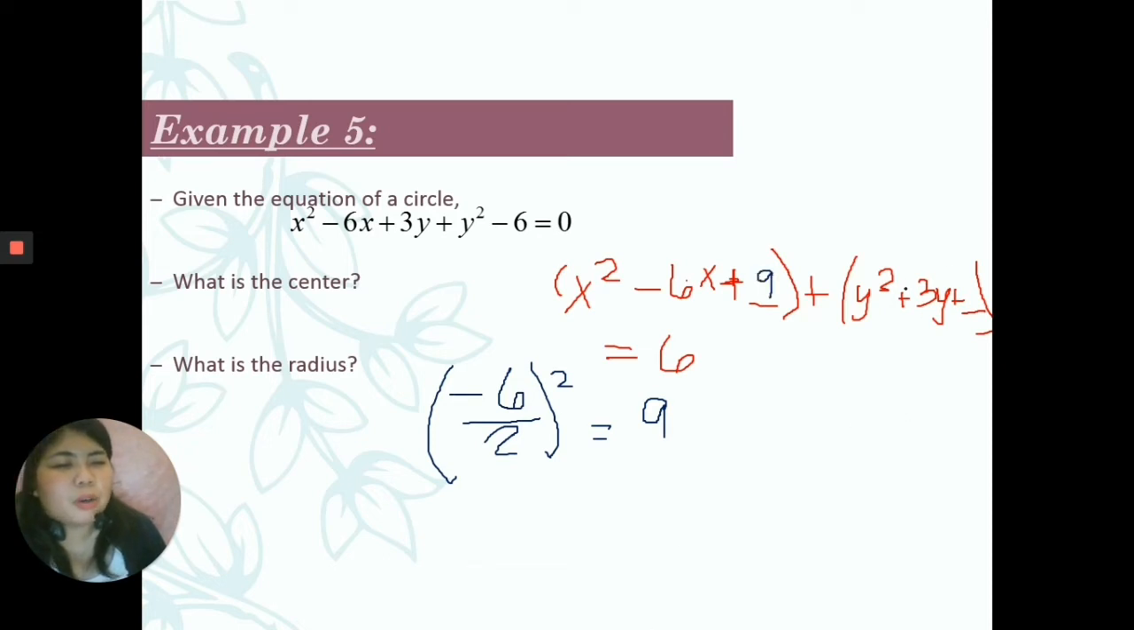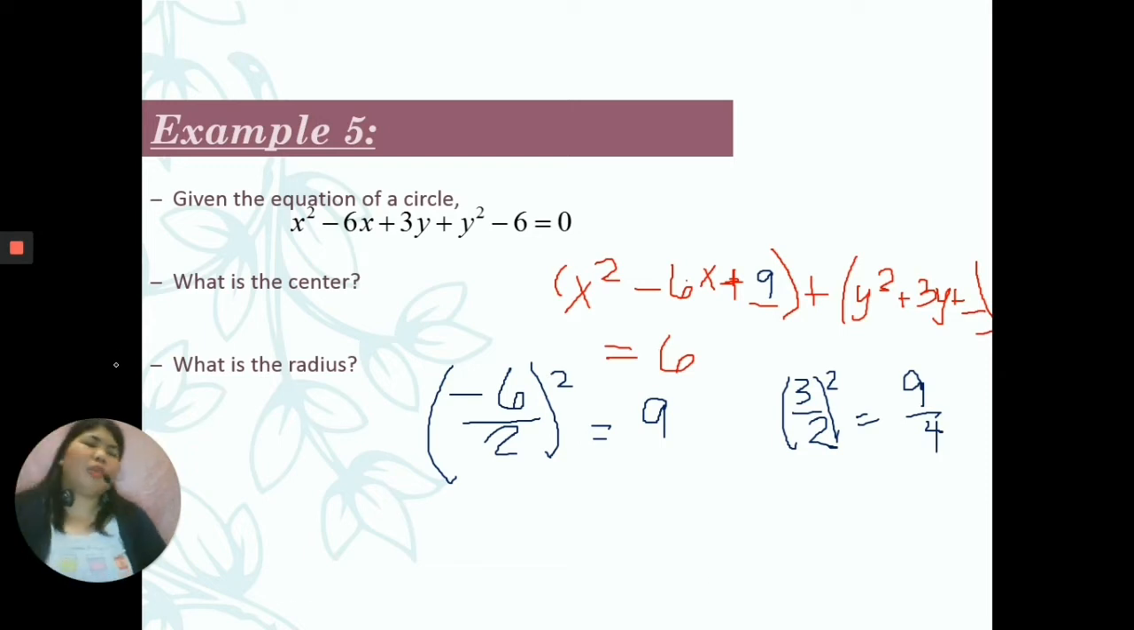And then for this one, the coefficient here is 3. So get half of it, 3 halves, and then square it. You will have 3 squared is 9, and 2 squared is 4. 3 times 3 is 9, 2 times 2 is 4. Now, write it here in the blank. So that is 9 over 4.